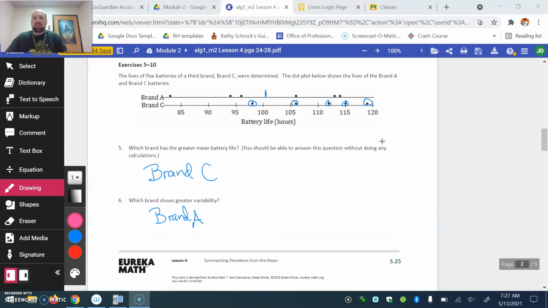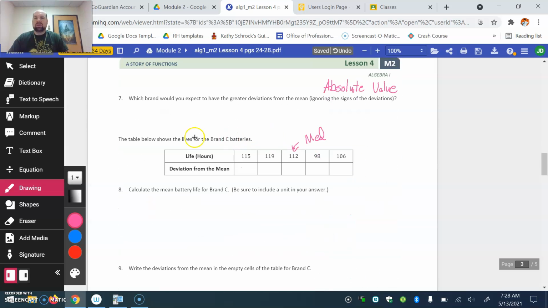We just want to know how far away from the mean it is. So when I go back to the dot plot here and look at all these dots for A and where the mean is, and all the dots for C, even though I haven't calculated the mean for C yet, if you look, these dots are definitely all bunched together a lot more compared to brand A. So the answer for 7 is A.